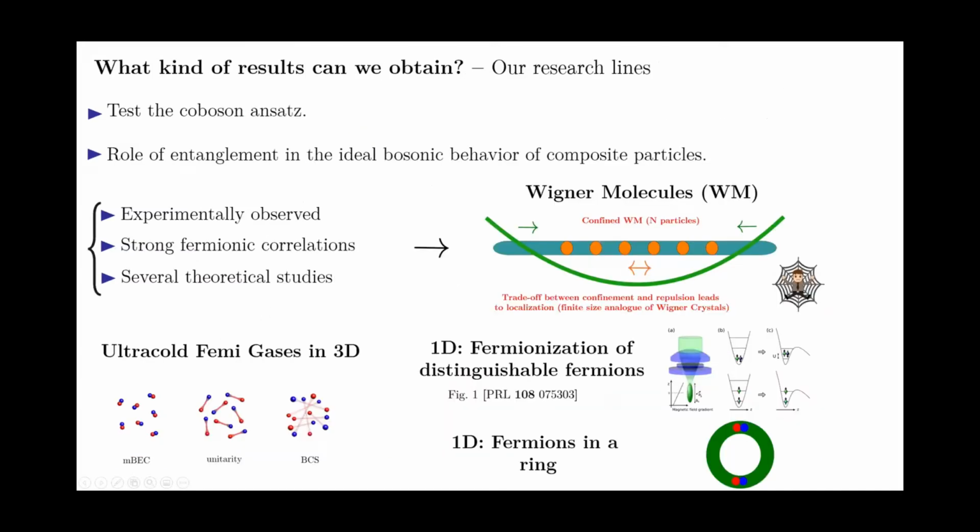I also said that in order to test the ansatz, we are always looking for concrete applications on experimentally observed systems depicting strong fermionic correlations, and also systems that were widely studied with other theoretical approaches, like exact diagonalization of the Hamiltonian or quantum field theory or quantum Monte Carlo simulations, among others. For example, in 3 dimensions, we study ultra-cold Fermi gases, and in 1 dimension, we study Wigner molecules, the fermionization of distinguishable fermions, and also fermions in a ring.